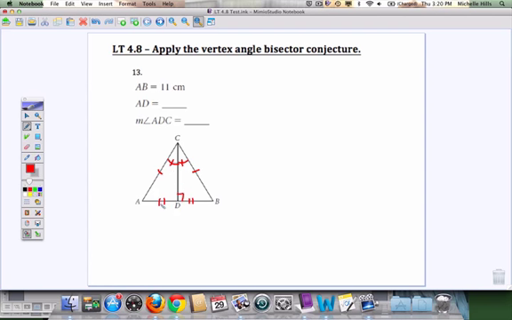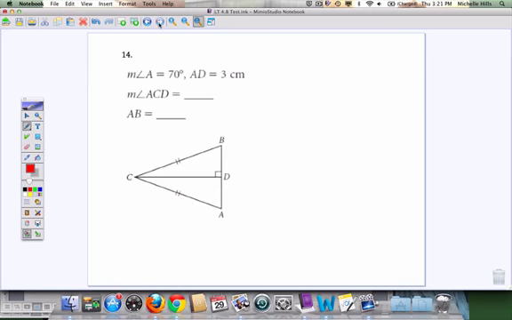Well, if the distance from A to B, this whole thing, is 11 centimeters, and they just want half of that, all I need to do is show 11 divided by 2 to say, oh, this one must be 5.5 centimeters then. And the measure of angle ADC has to be 90 degrees with no other work that I have to show because it has to be an altitude.